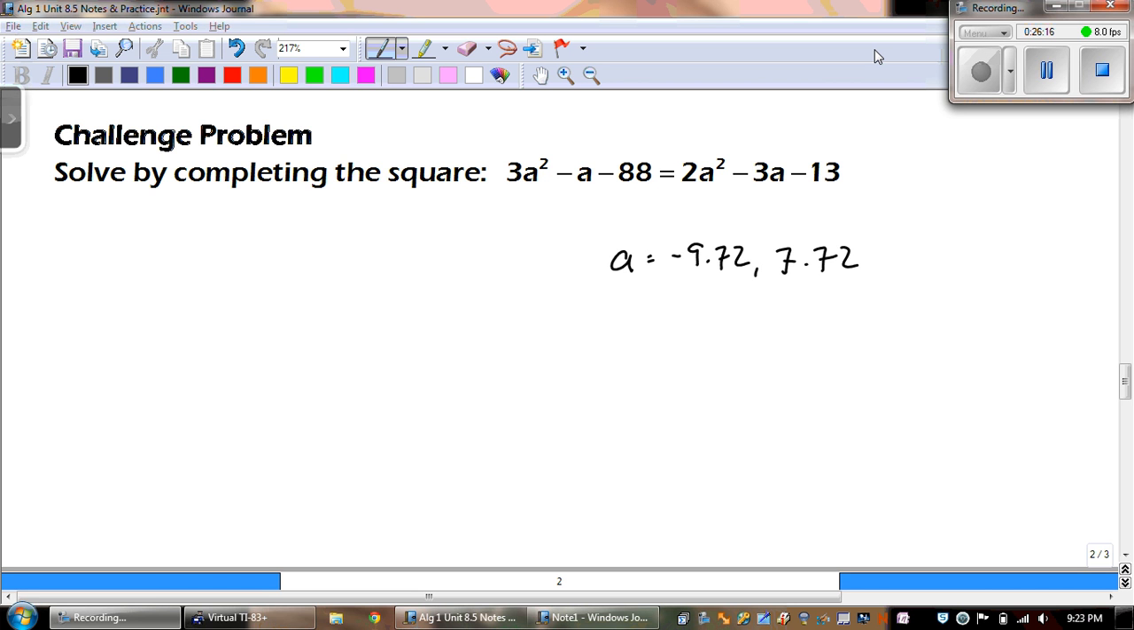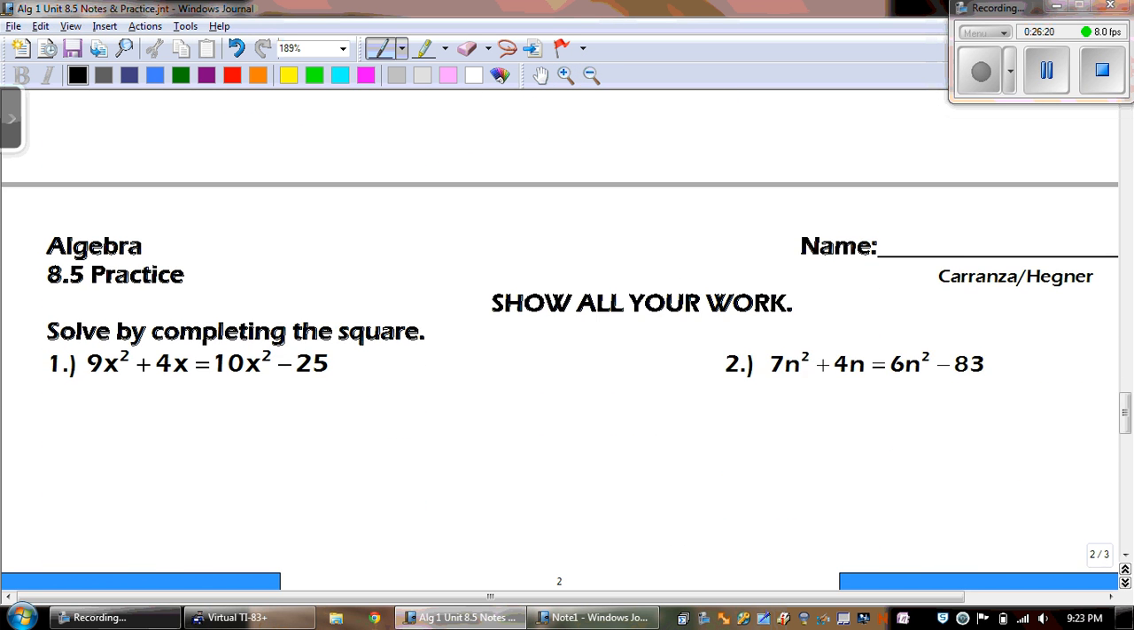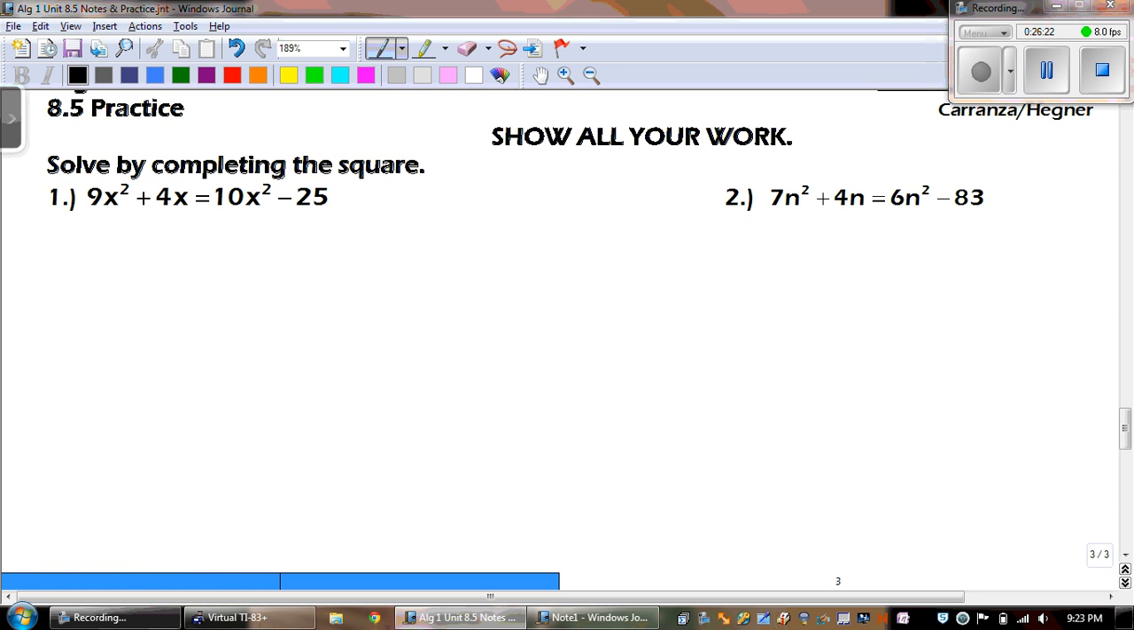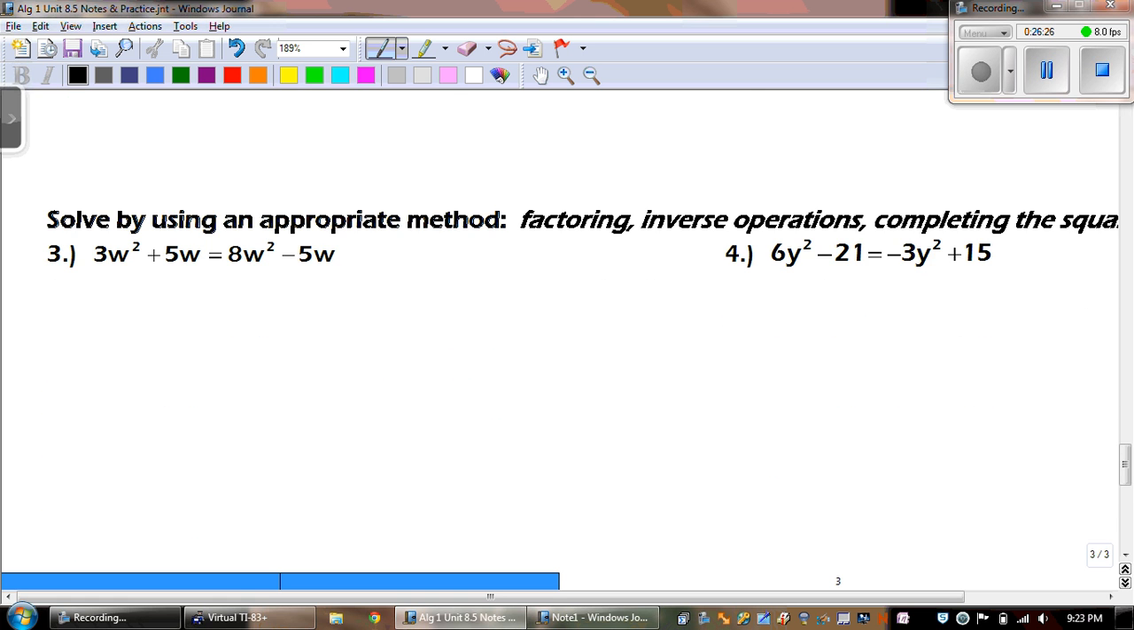Now, your homework is right here, 8.5 practice, and you get to practice completing the square, and then on the bottom, you're going to need to choose which ones you need to do. Are you going to use factoring, inverse operations, or completing the square?